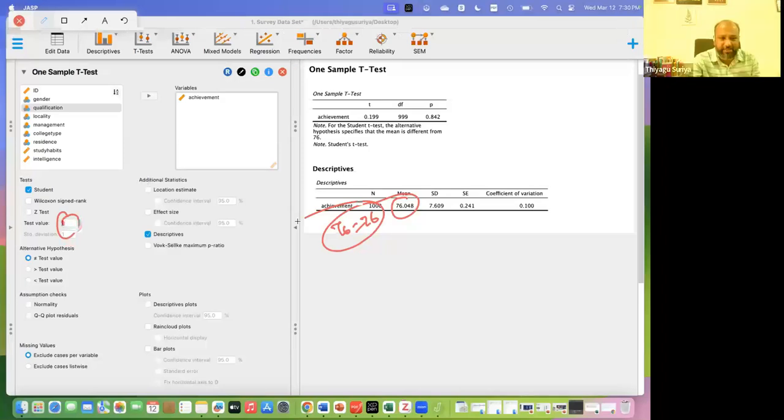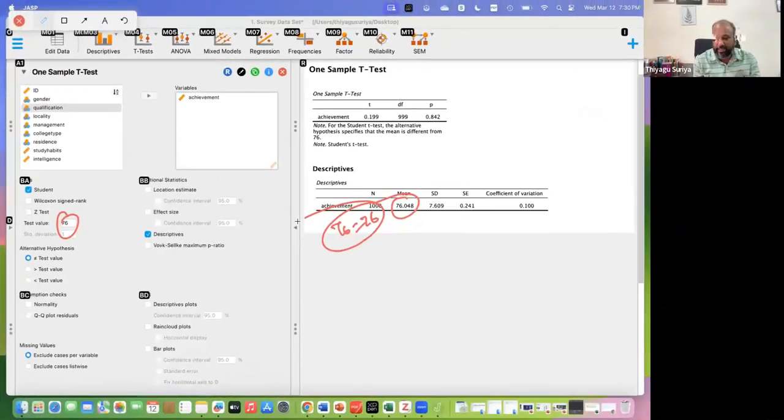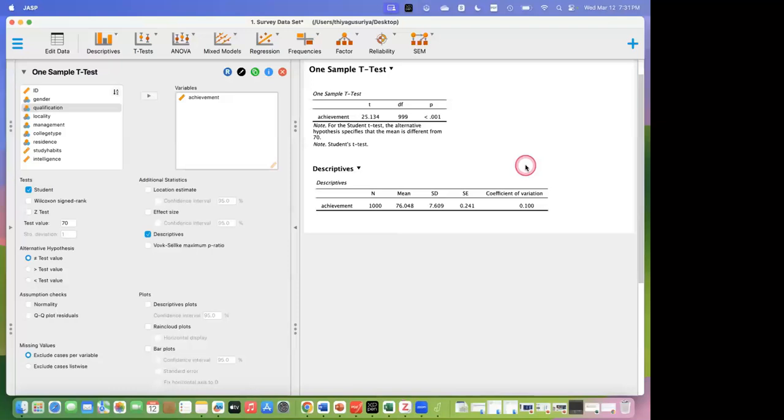Just type it, you can put 70. Just check. So what does it come to? It is significant. Therefore, who is better, the sample mean or the population mean? In this case, the sample mean, because our sample mean is 76 but the population mean is 70. Therefore, the sample is better than the population. This is the way we need to compare it, right?